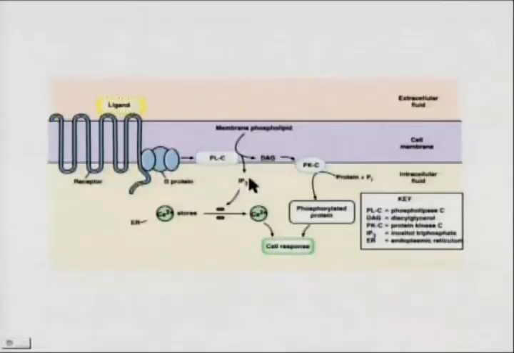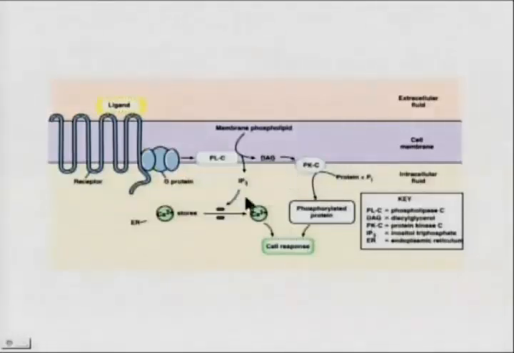The IP3 diffuses into the cytoplasm. The diacylglycerol can float around in the membrane, can activate the membrane form of protein kinase C, can act on nearby proteins to phosphorylate them and contribute to the cell response. Also can act on membrane ion channels and alter the permeability of the membrane.